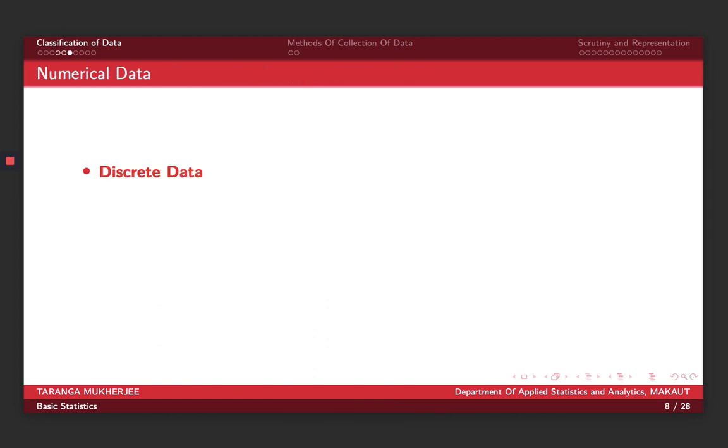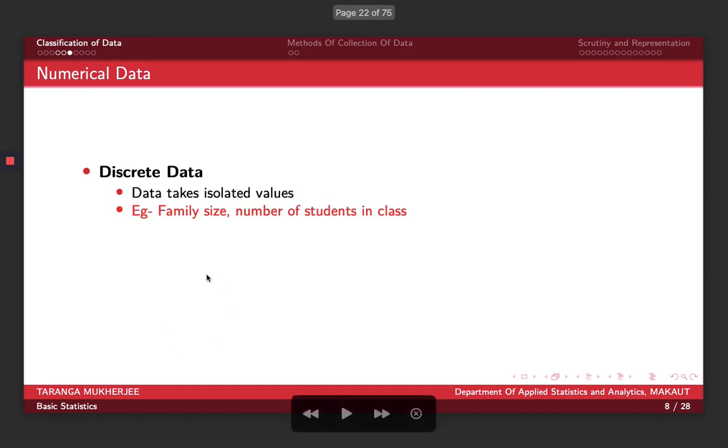Now, numeric data can be crudely classified into two segments, namely a discrete data set. What is that? Discrete data means the data is taking some isolated values. For example, family size. Family size maybe a family of 3, maybe a family of 5, but we cannot have a family of 5.7 members.